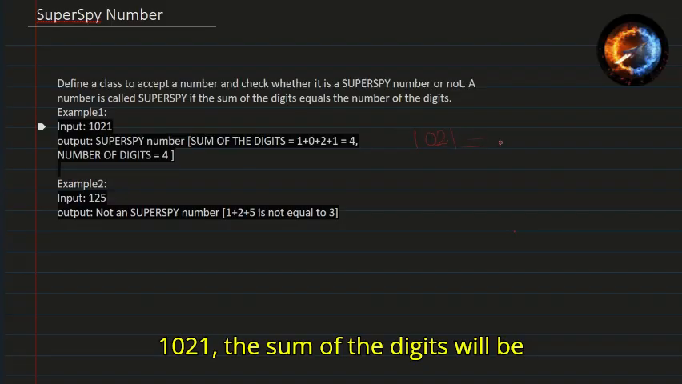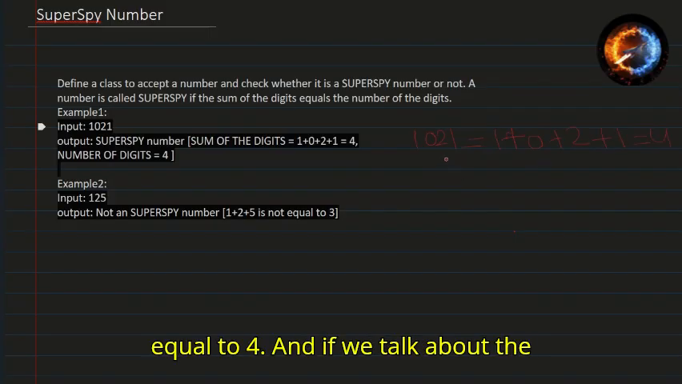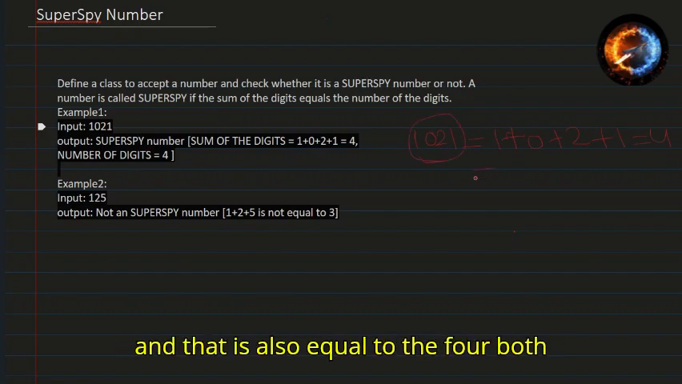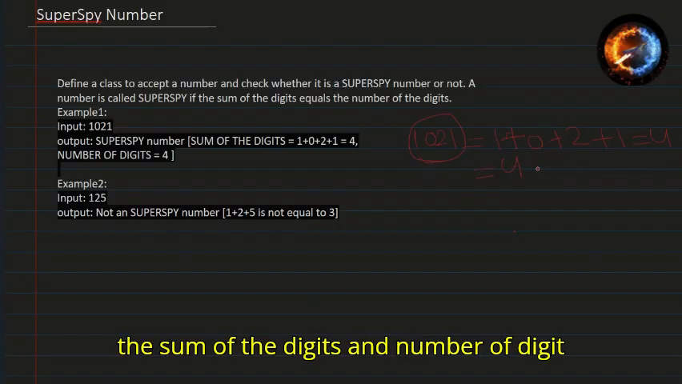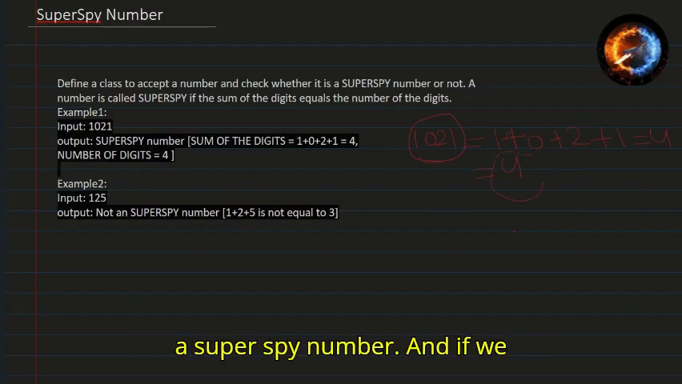The sum of the digits will be equal to 1 plus 0 plus 2 plus 1, that is equal to 4. And if we talk about the number of digits in this number 1021, that is also equal to 4. Both the sum of the digits and the number of digits are equal to 4 and equal, and this is a super spy number.